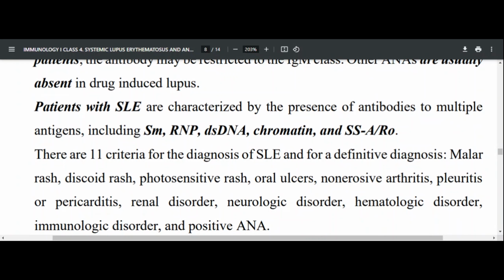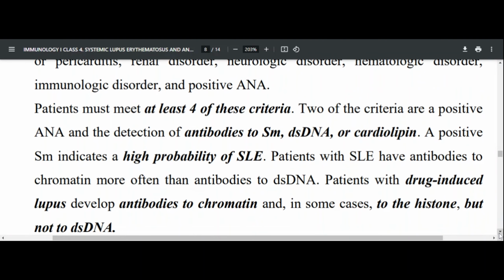You read them, all of them: rash, photosensitivity, rash, ulcers, arthritis, pericarditis, renal disease, neurological conditions, hematological disease, immunological disorders, positive antinuclear antibodies. All of them are the 11 criteria to definitively diagnose systemic lupus erythematosus. So at least if a patient exhibits 4 criteria, we can use this to diagnose systemic lupus erythematosus.